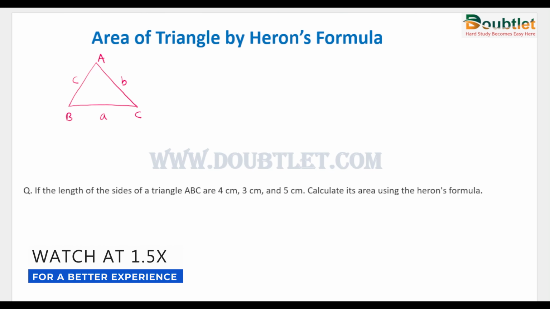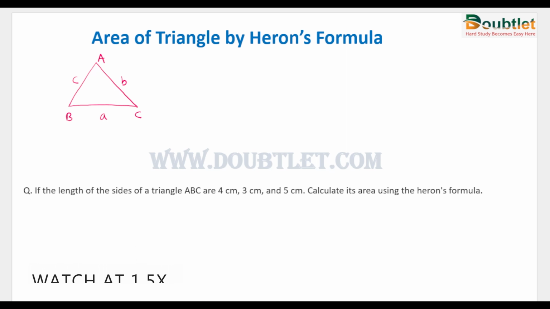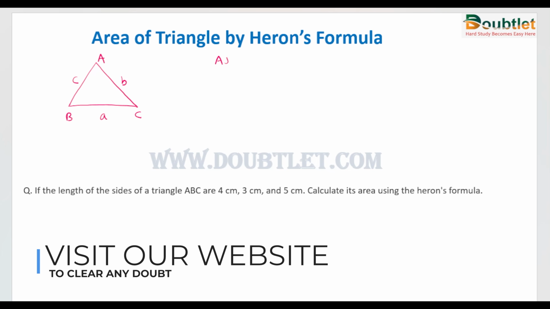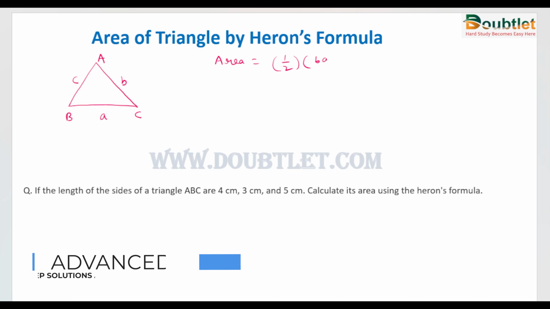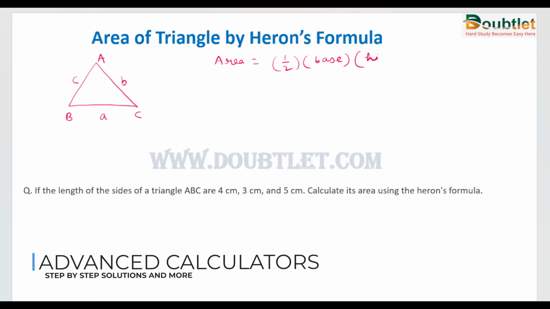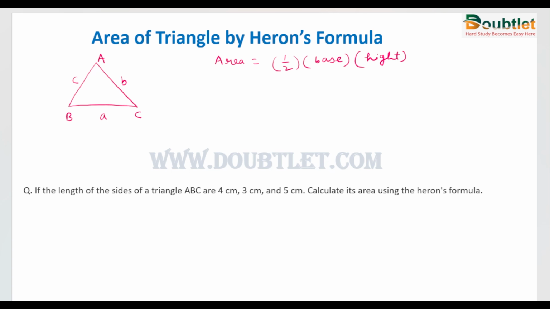In this video, we will learn how to find the area of any triangle by using Heron's formula. The basic formula to find the area of a triangle is 1 by 2 multiply by length of base multiply by length of height of triangle. But in any case, if base and height are not given and the sides of a triangle are given, so suppose this is the triangle ABC and the length of all the sides are given, then we will use Heron's formula to find the area.